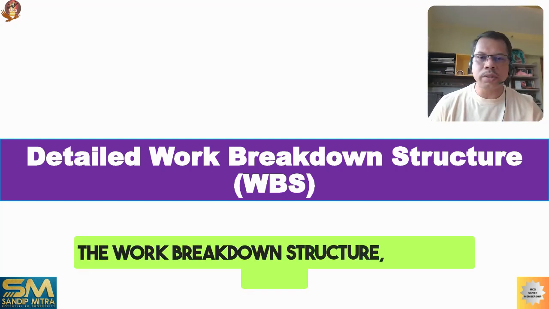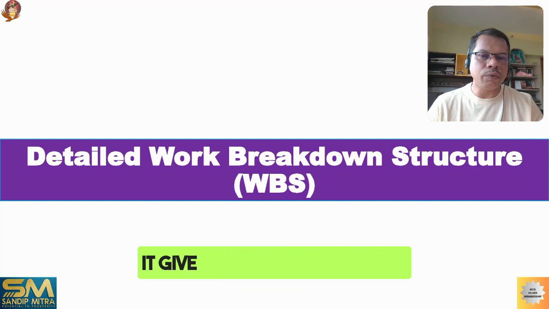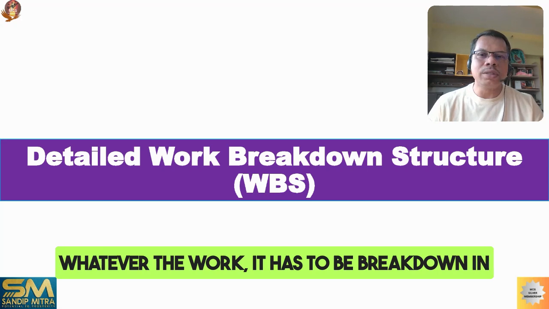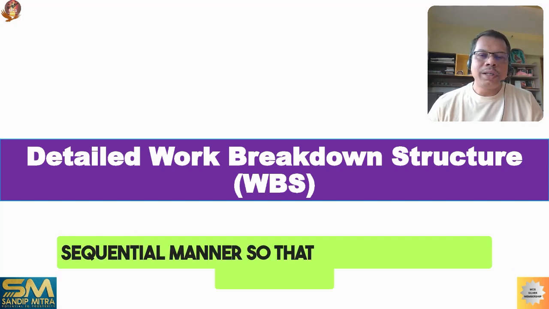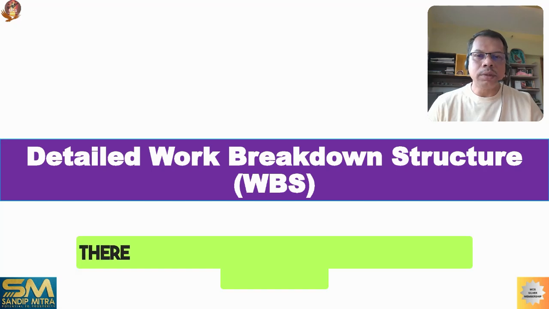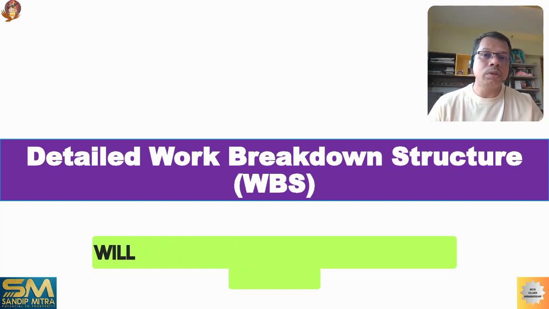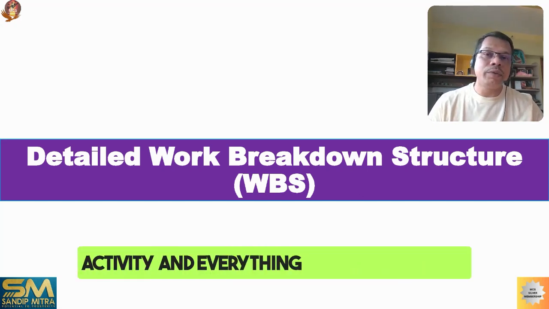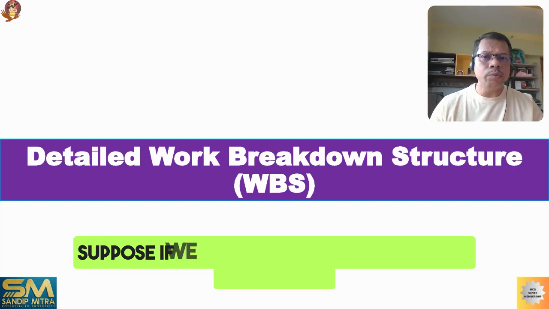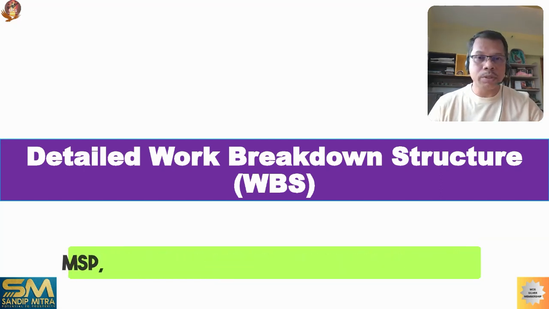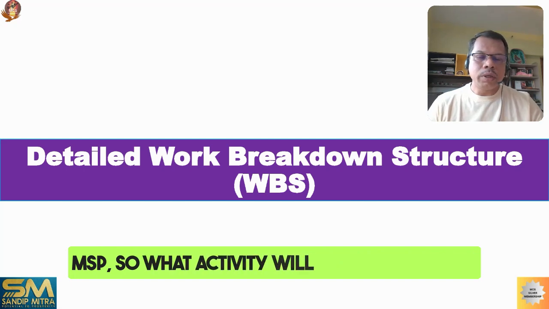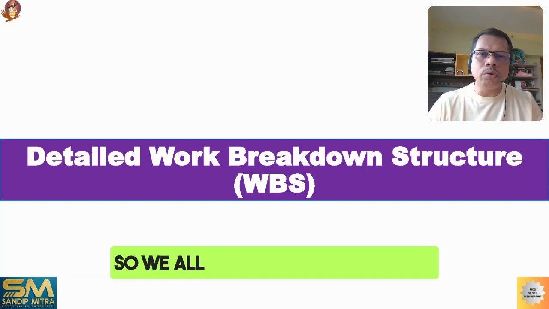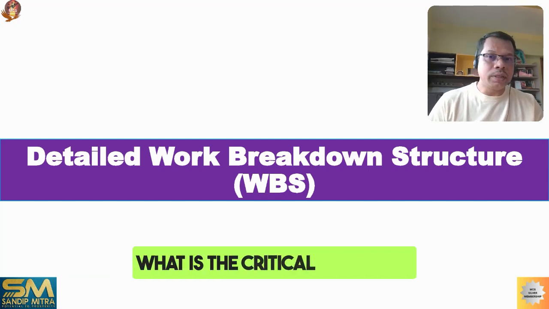So work breakdown structure, the name itself gives you the entire details. Whatever the work, it has to be broken down in a sequential manner so that everybody will understand. There should be clarity on what will come first, what will come after that, what is the next activity, and everything should be linked. Suppose we prepare a work breakdown structure in MSP, so what activity will come and what is the parallel activity, what is the end activity, so we all know the sequence and what is the critical path also.